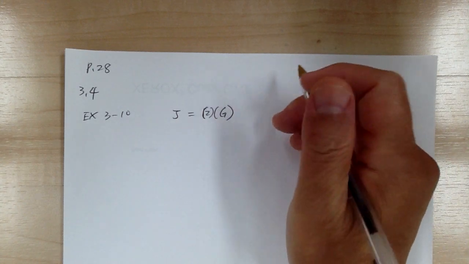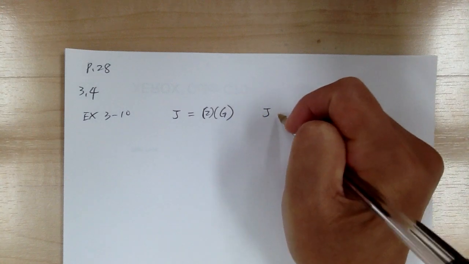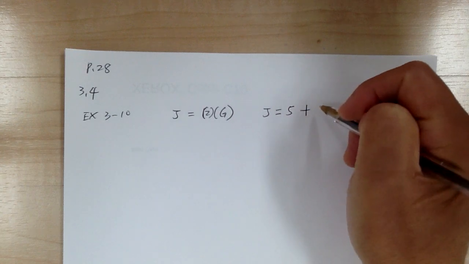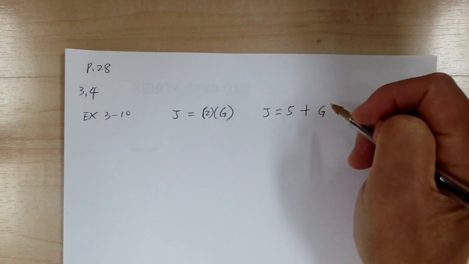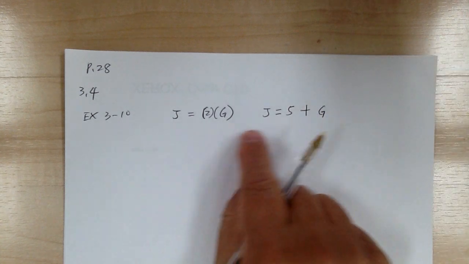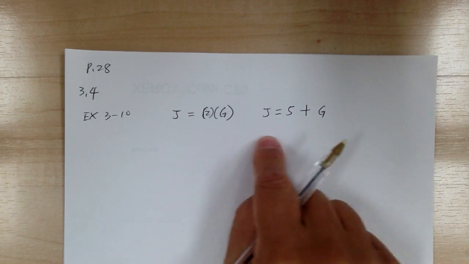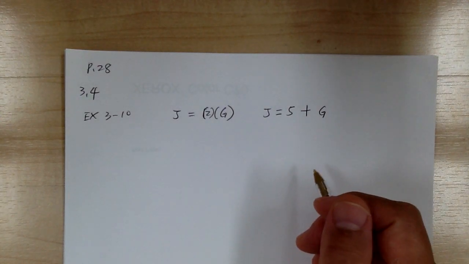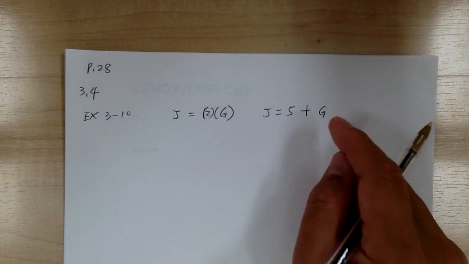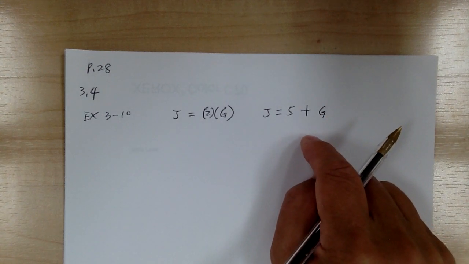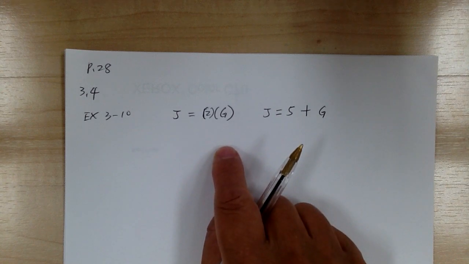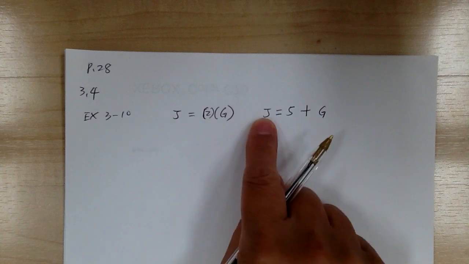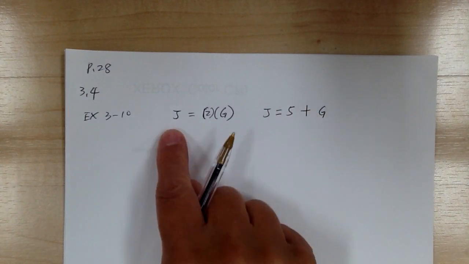The next sentence: Johnny, so that's J, is means equal, 5 means 5, years older means plus, years older than Gina. Now if the problem is a little bit complicated, then what you need to do is make a table to keep track of your information. But this problem is so easy, you can just translate. Now you can substitute either way. J equals 2G, so you can substitute into here, or you can substitute this in, it doesn't matter.